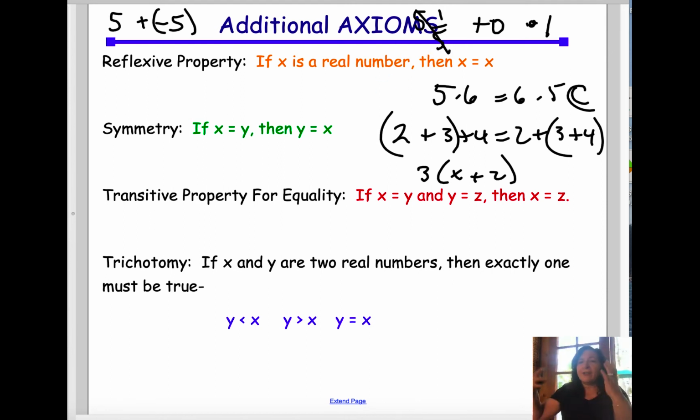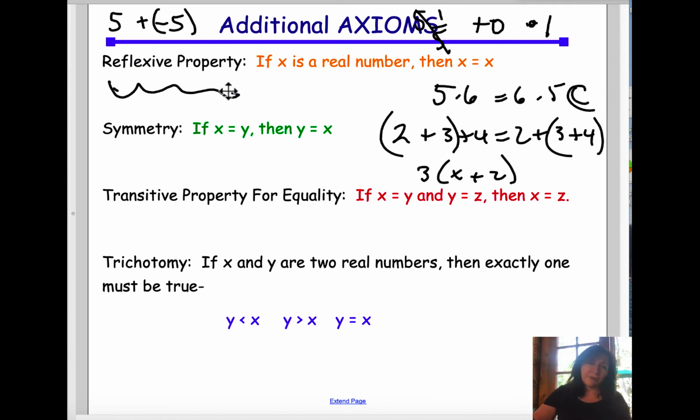So besides those axioms, and if you forgot all of those, go back to the notes from, I think it was day 1, and review those, because those are on your quiz for sure. These are some additional properties which may or may not be asked, but more likely the old ones will. I did want to remind you of some of these that you have probably done in geometry.